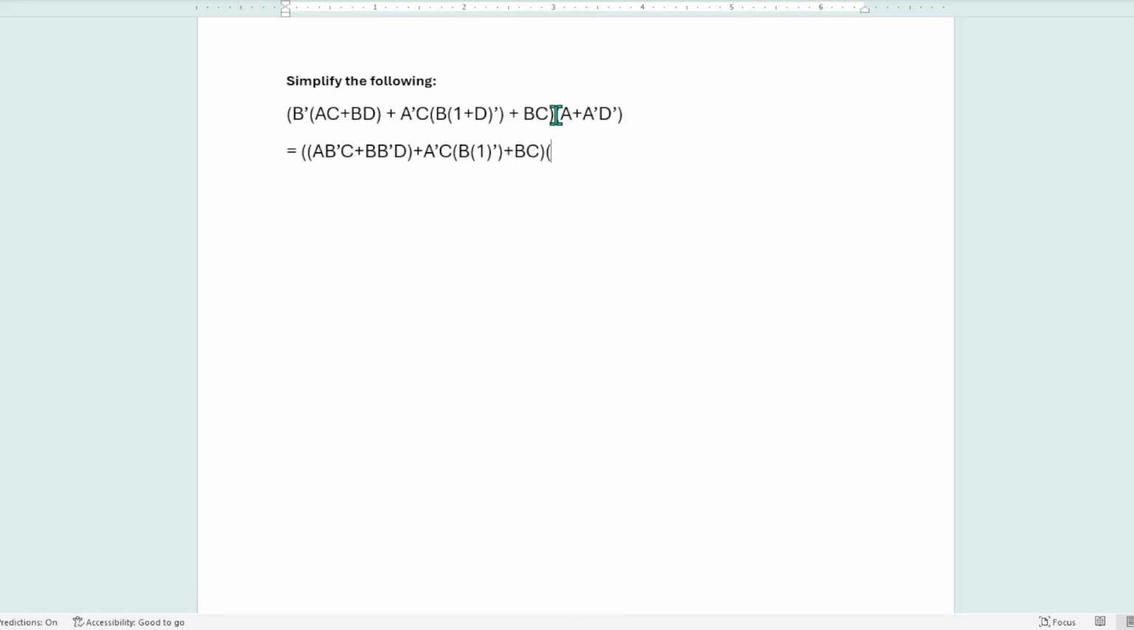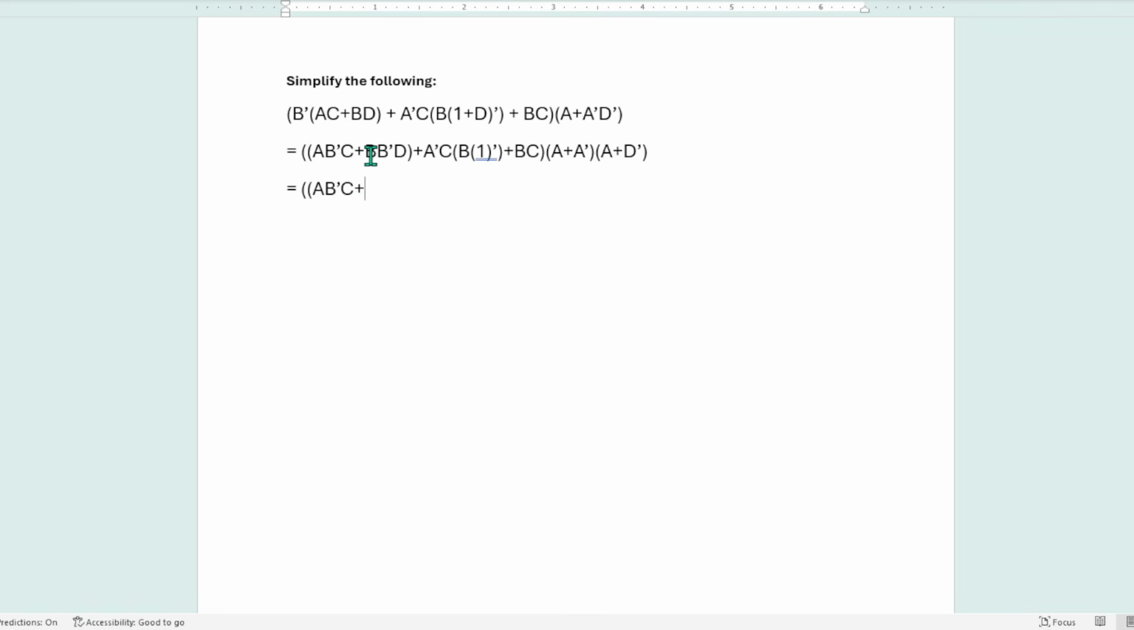And here for this part I can put it in distributive law. So a plus a prime and a plus d prime. Next, what I want to do is work on this part over there. For the remaining part, let's just write it as it is.